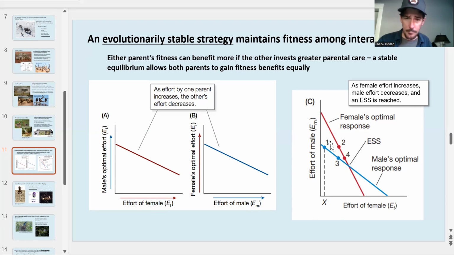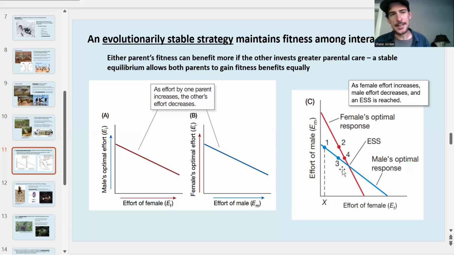And so this is a situation that plays out a lot of the time in terms of what we see with parental care and in other kinds of ecological relationships as well. We know that either parent's fitness can benefit more if the other parent is investing greater parental care, but they can reach a stable equilibrium, allowing both parents to equally gain fitness at this particular intersection that we see here. And this is a hypothetical example, of course.